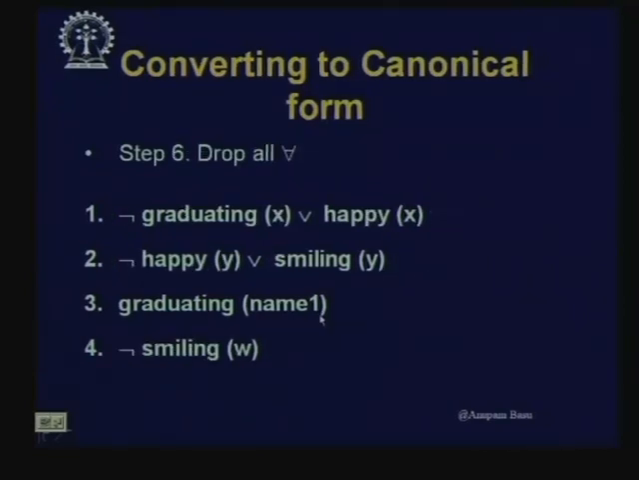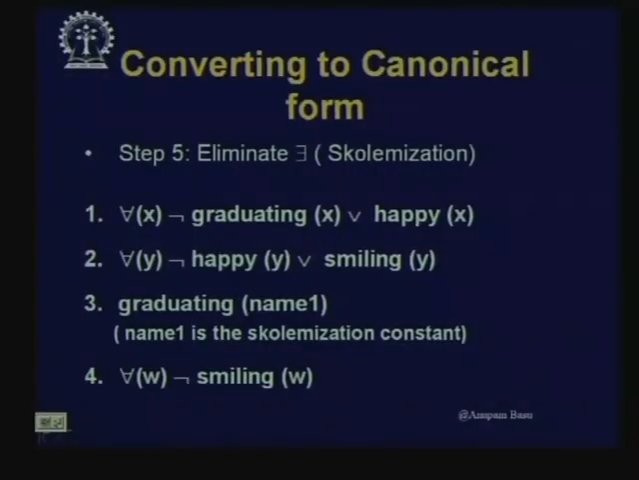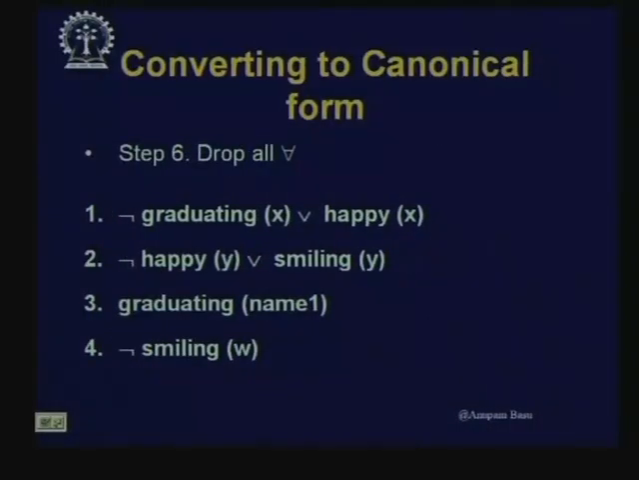What is the 6th step? We drop all the universal quantifiers, because of the simple reason I do not really need it. By now, I have removed the existential quantifiers. By now, I have reduced the scope of negation to as close as possible to the predicates. And by now, I have pushed all the quantifiers to the left. And the existential quantifiers have been removed already. So, what is left is just the universal quantifier, and all these clauses are therefore now implicitly universally quantified. So, I need not specify them any further, and so I can simply drop them. And as I drop them, I get these clauses.